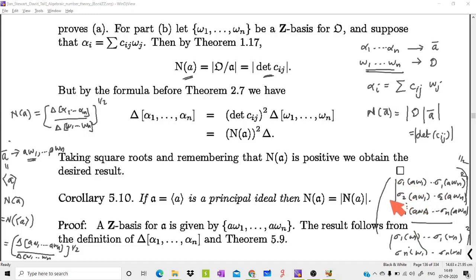Then we simplify, and we get sigma 1 of a into sigma n of a, squared, whole raised to 1 by 2. So that will give the norm of the element a. This shows that the norm of the ideal generated by a is the same as the norm of the element a. This is what we discussed in corollary 5.10. So the norm of A is equal to the cardinality of the norm of the element a.